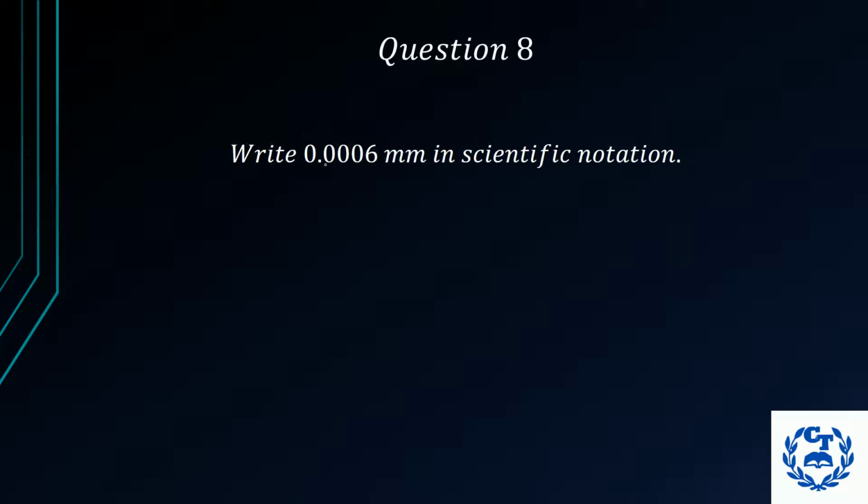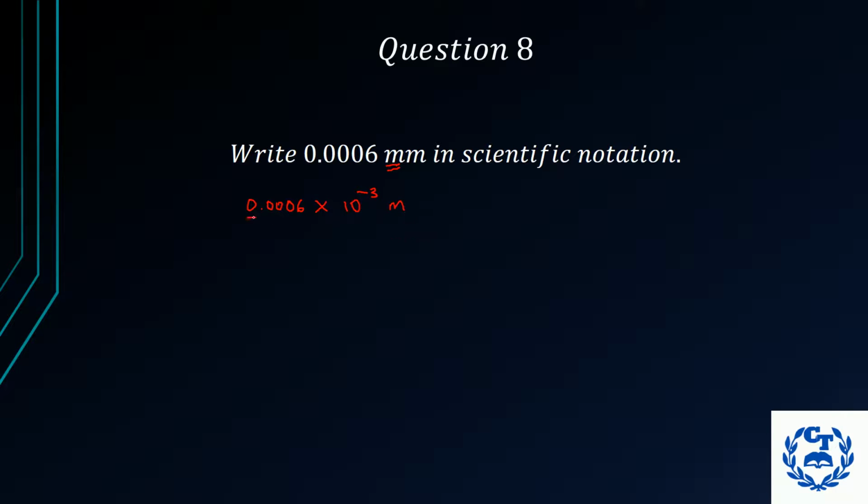Write 0.0006 millimeters in scientific notation. So first off, what we're going to do is write the 0.0006. And then we are going to convert this milli into the power that it represents, the multiple of 10 that it represents. Milli represents 10 to the power of -3 meters.